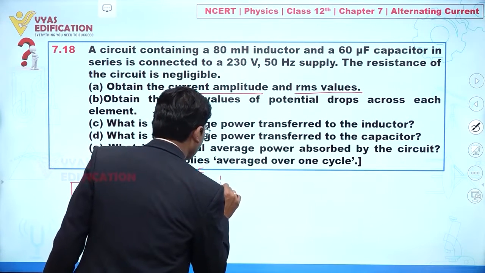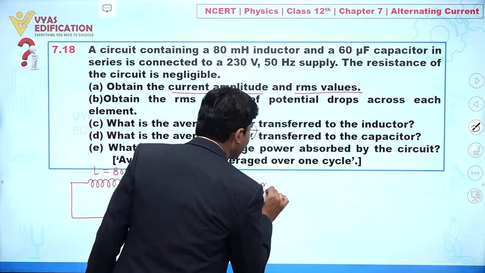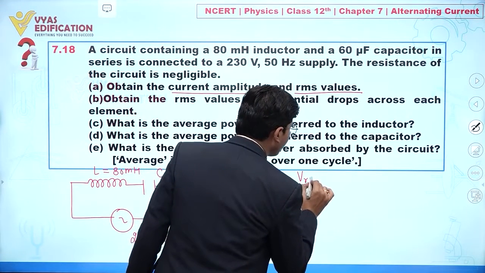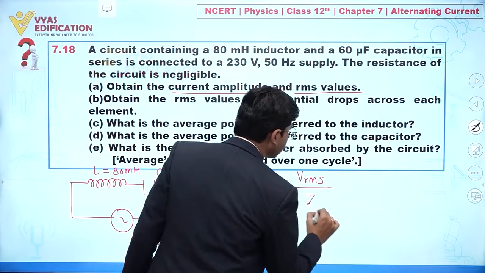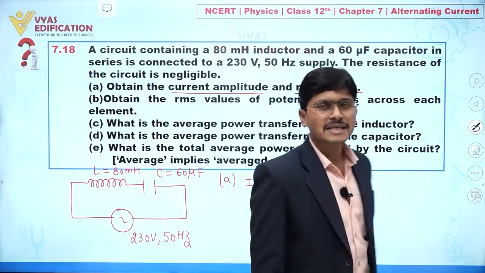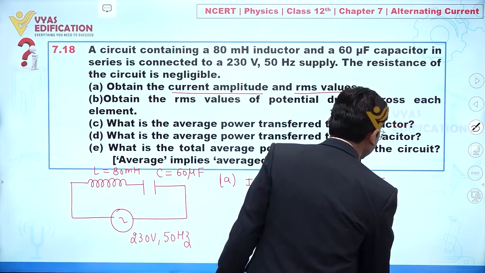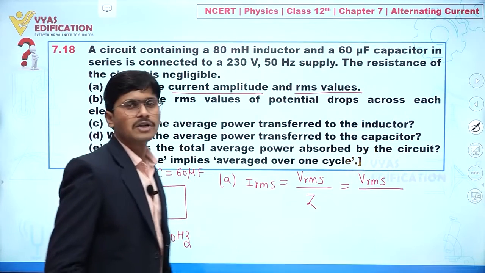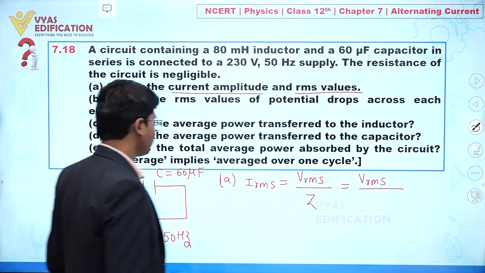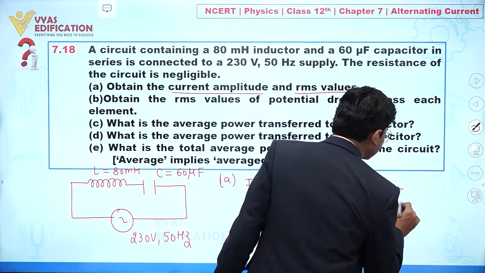So for IRMS, first of all, if I write for part A, IRMS is actually given by VRMS divided by impedance, capital Z. Clear? Now impedance Z is equal to VRMS divided by, what about capital Z? Capital Z we can write as XL minus XC.